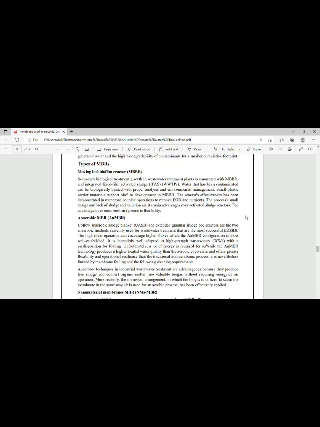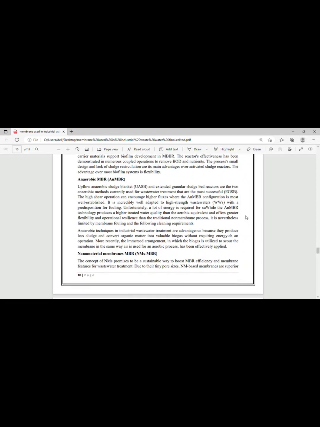Moving bed biofilm reactor. Secondary biological treatment growth in wastewater treatment plants is connected with MBBR and integrated fixed film activated sludge. Water that has been contaminated can be biologically treated with proper analysis and environmental management. Small plastic carrier material supports biofilm development in MBBR. The reactor's effectiveness has been demonstrated in numerous coupled operations to remove BOD and nutrients. The process's small design and lack of sludge recirculation are its advantages over activated sludge reactors. The advantage of most biofilm systems is flexibility.